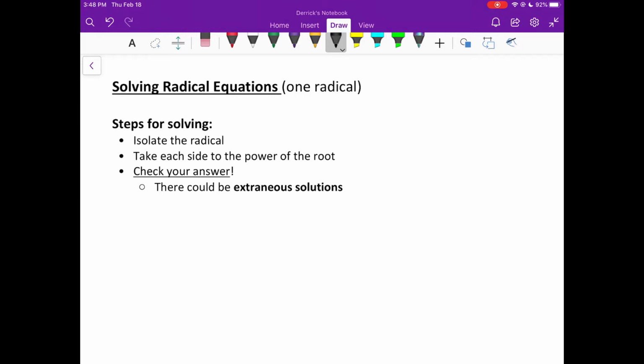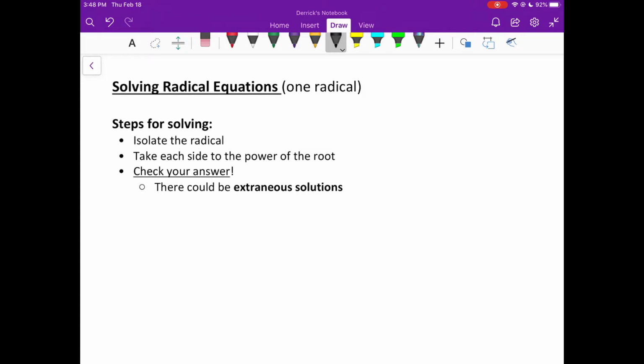Doesn't matter which side you prefer to isolate things by, but the same way, when you first learned how to solve for a variable in general, and they would say, if you're solving for x, that's usually the variable that we use, get x by itself, isolate the variable. Well, it's the same idea here. You want to isolate the radical.